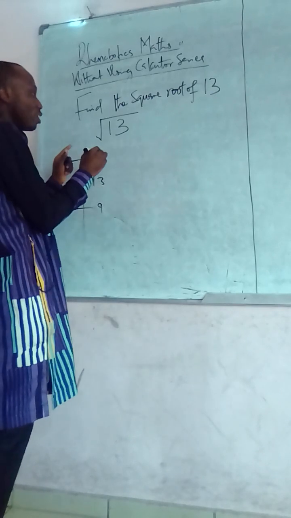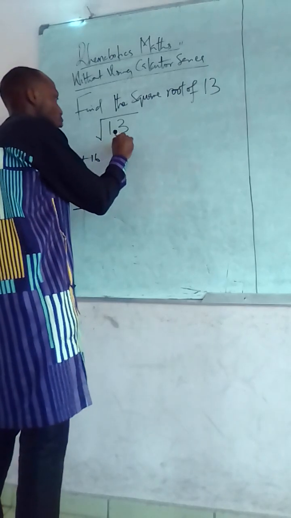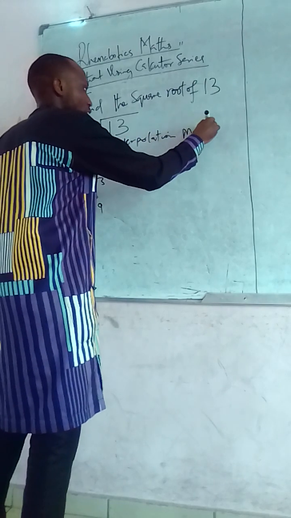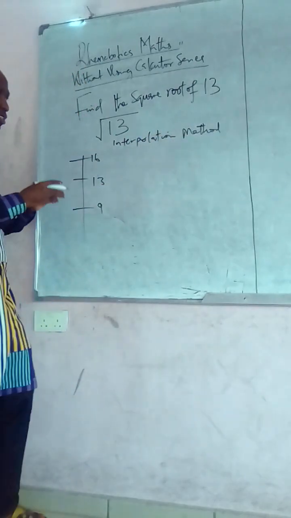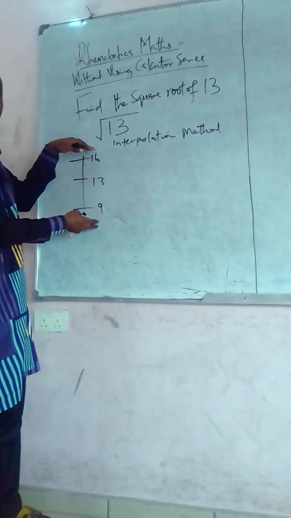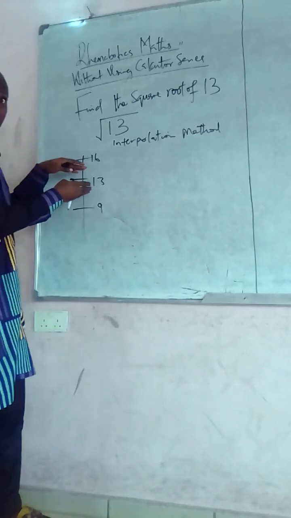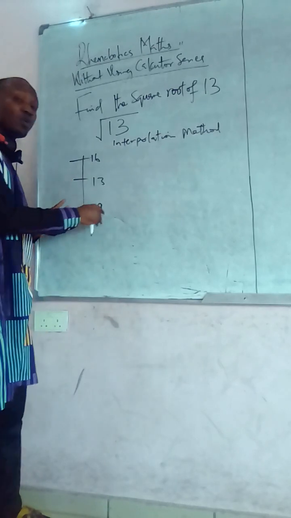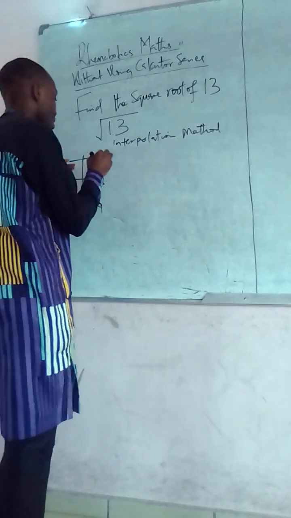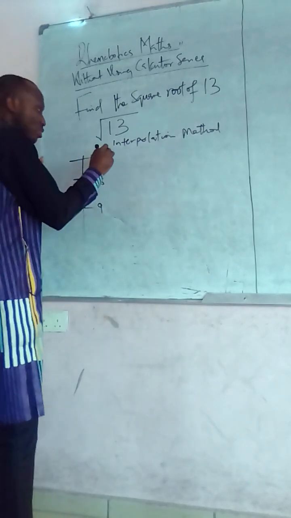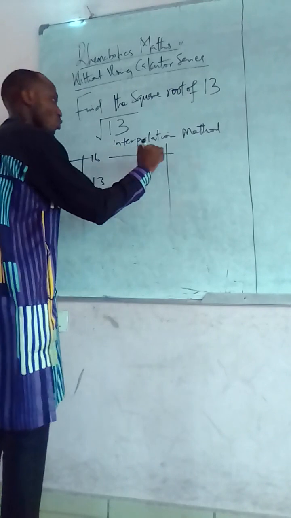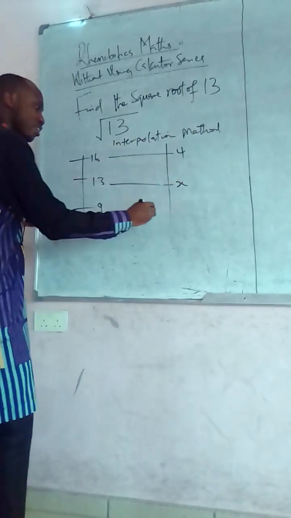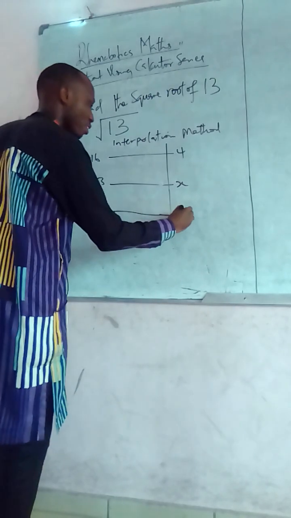Now, this method is called the interpolation method. We are going to interpolate. We are going to find the square root of 13 between two perfect squares. So we have the square root of 13 between the square root of 16 and the square root of 9. So it's called the interpolation method. The square root of 16 is what? This is 4. The square root of 13, we don't know, we call it x. The square root of 9, we call it 3.